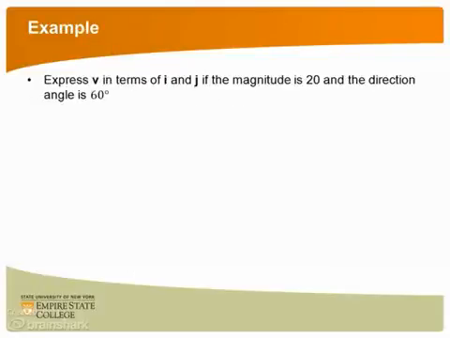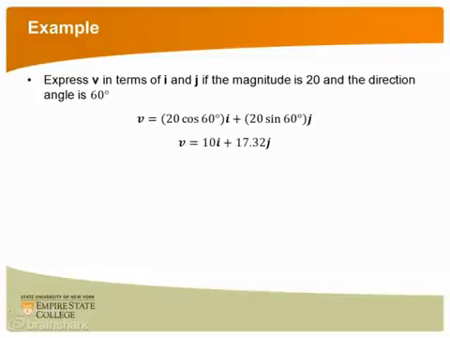Suppose we have a vector with a magnitude of 20 and a directional angle of 60 degrees. What is the position vector notation for this vector? We plug this information into the formula described earlier. This gives us the position vector of 10i plus 17.32j. What about a more realistic, real-world example?